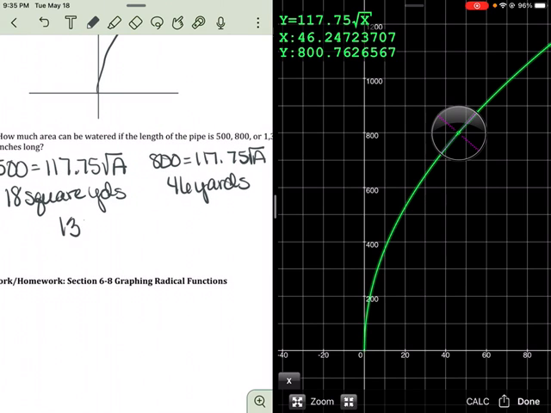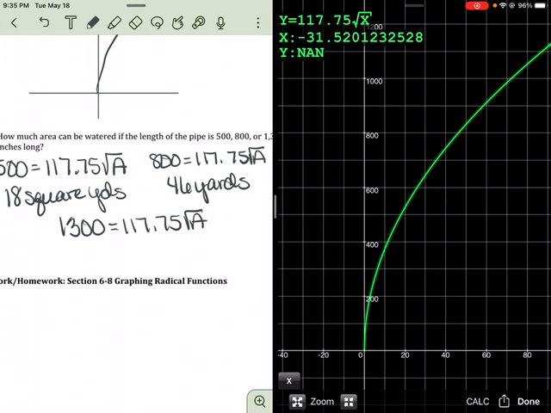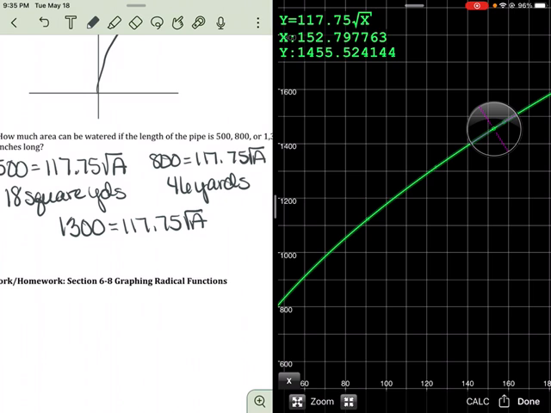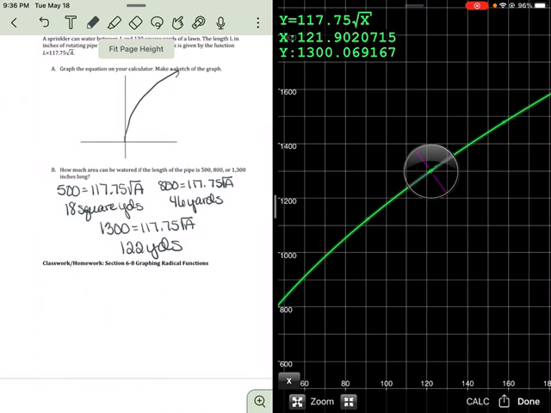All right, and then 1300 is equal to 117.75 square root of A. Okay, so I want to move my cursor to 1300 on the y. I need to move my graph. Yep. It's 1300. All right, so it looks like 122 yards. Okay, that's why do we care?